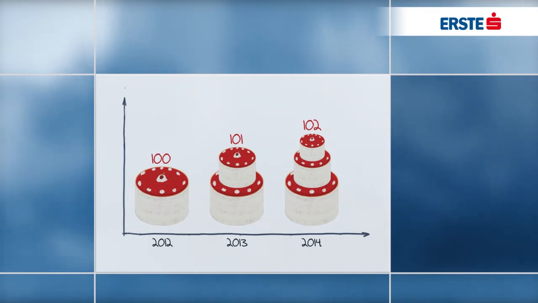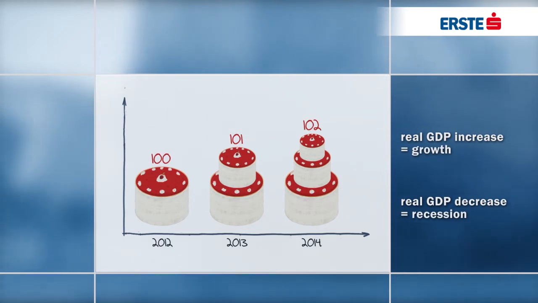We call the change of GDP economic growth when real GDP is rising, and we call it recession when real GDP declines. Although GDP is used as an indicator for growth and prosperity, many factors that we normally think of when speaking of our standard of living are not considered. What is not taken into account, for example, is the distribution of income and wealth or losses caused by environmental degradation.